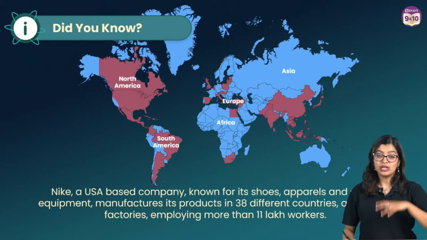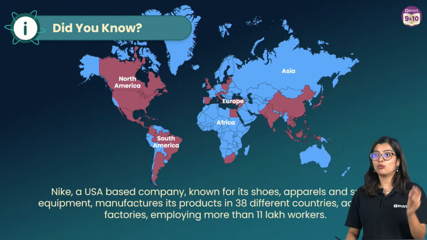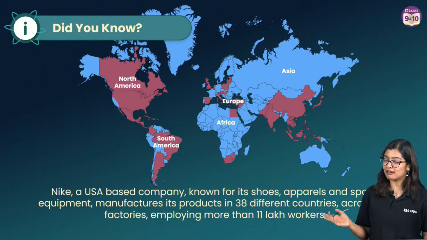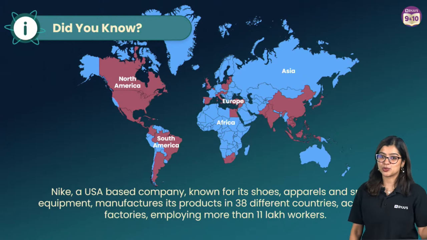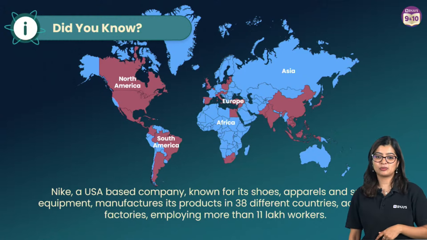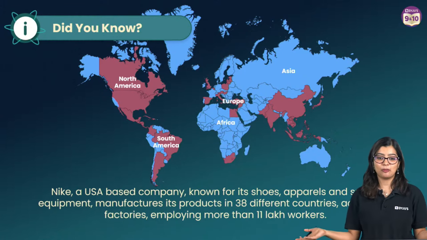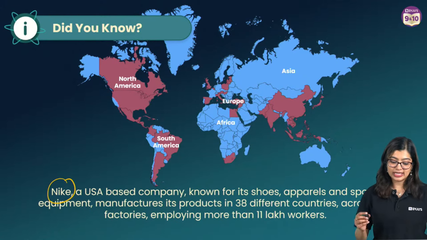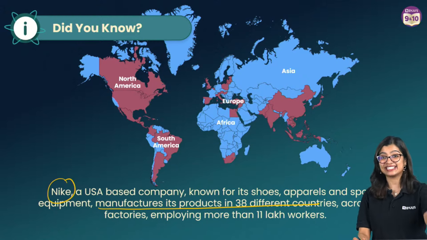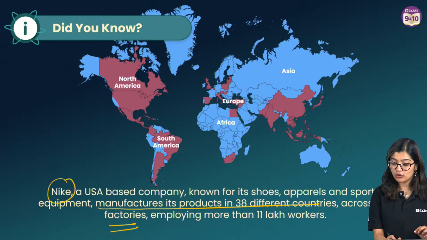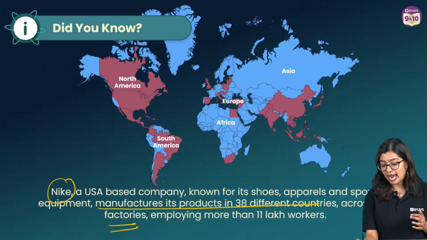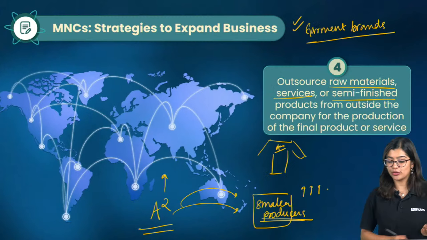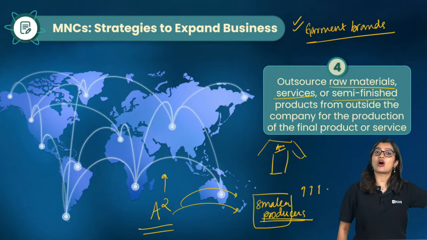To give you an example, Nike. We all know Nike. If you watch basketball, lot of basketball players in the NBA wear Nike shoes, right? I know this because my brother's a basketball player. In the case of Nike, a US-based company, it manufactures across 38 different countries. It has about 467 factories, employing roughly 11 lakh workers. So we see that it is expanding across different countries.